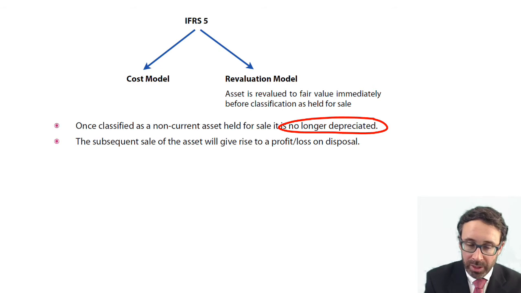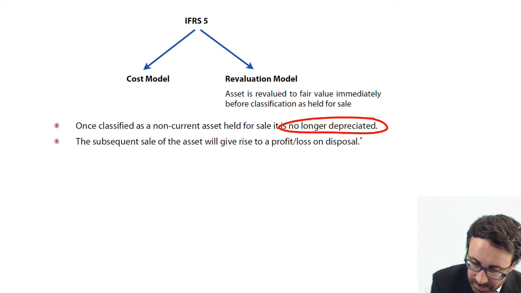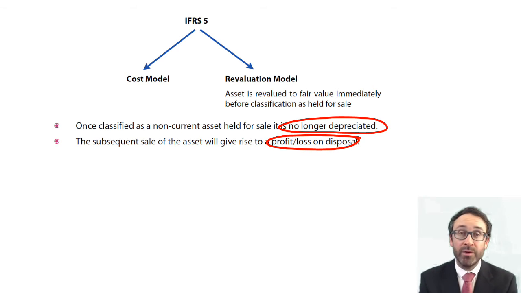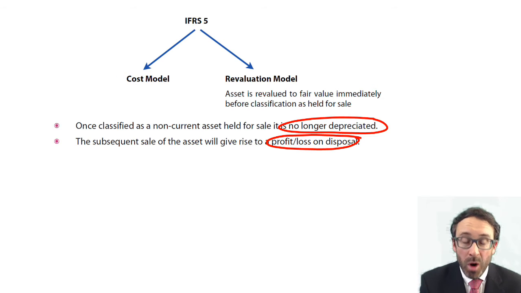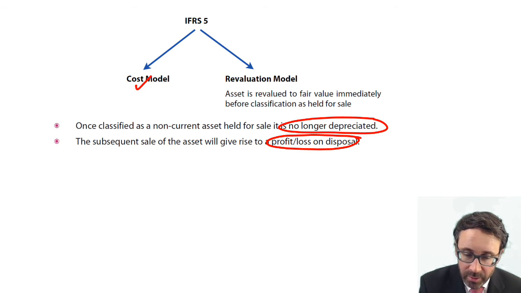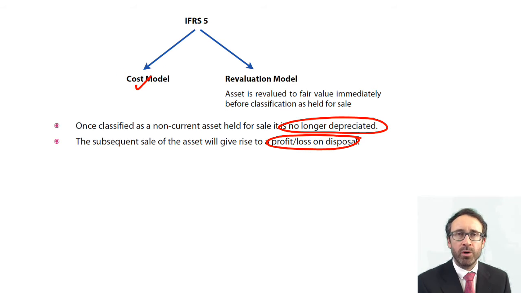And then when you subsequently sell it, you just get a profit or loss on disposal. A bog standard profit or loss on disposal being your proceeds less the value of the non-current asset held for sale that is held within your accounts. What we've gone through and done is we've looked at everything there or spoken about it through the cost model.